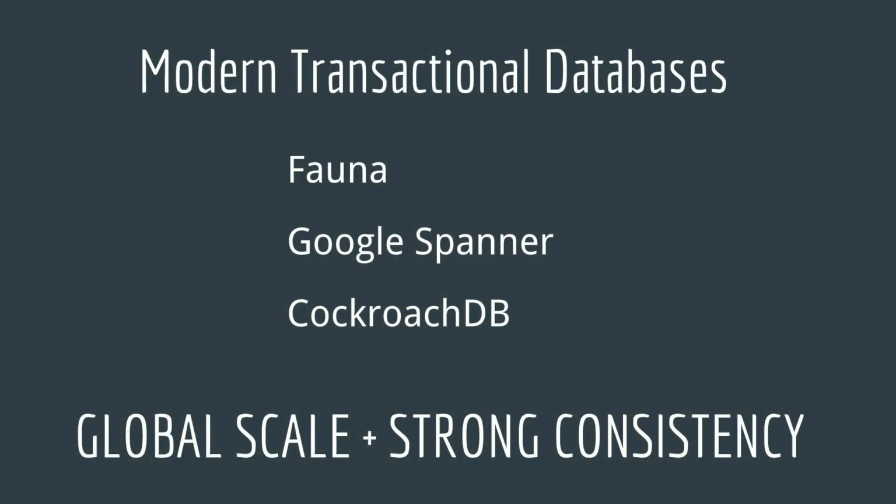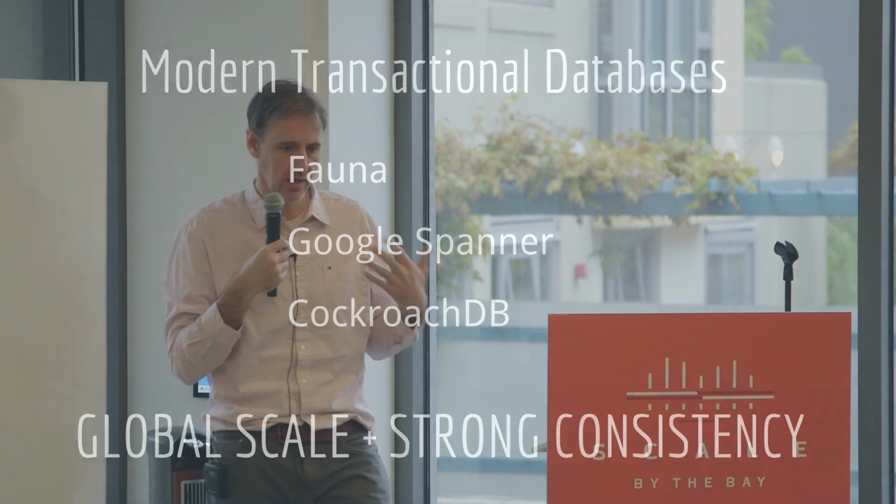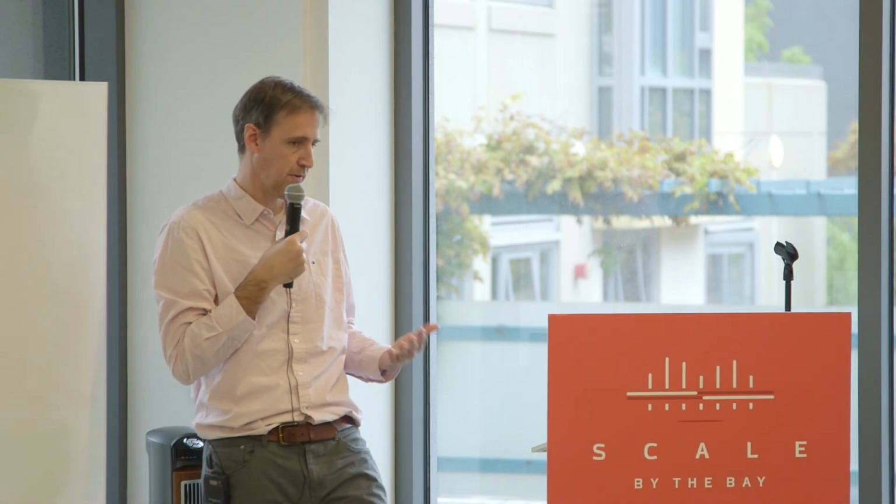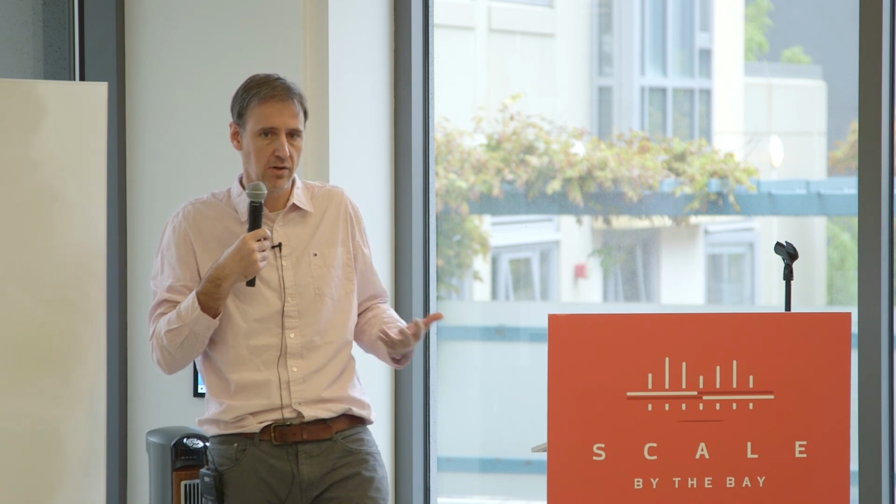So when I talk about the rise of transactions, there's a couple of databases out there that are really adding this strong consistency back into the core of the database. So these are databases that have both global scale and strong consistency. The three primary ones that I know about today are Fauna, Google Spanner, and CockroachDB. And these are really next generation databases that I think are going to fundamentally change the way we can program our applications because we get a return of transactions.